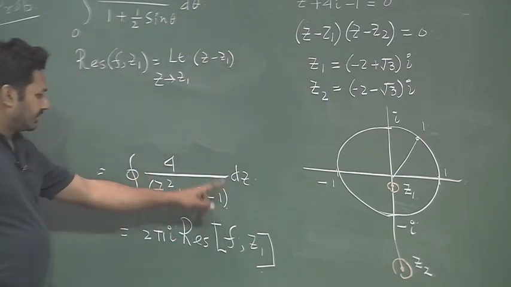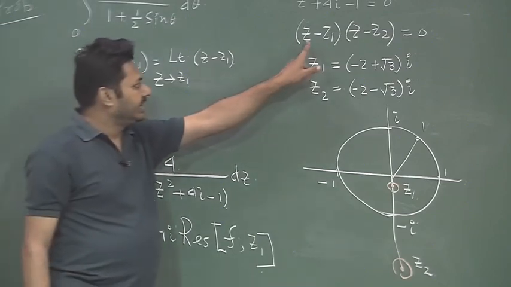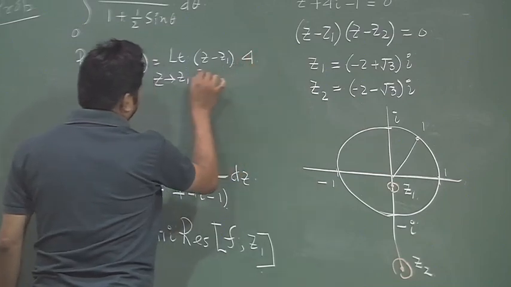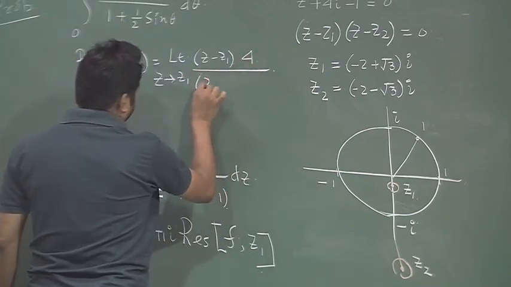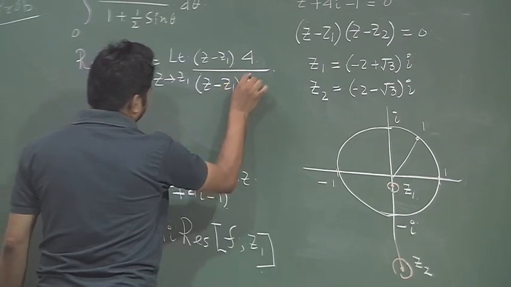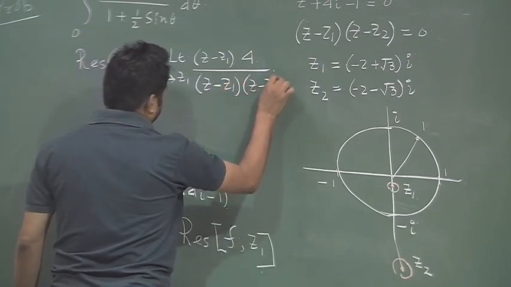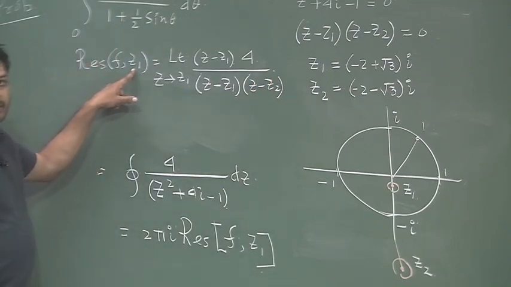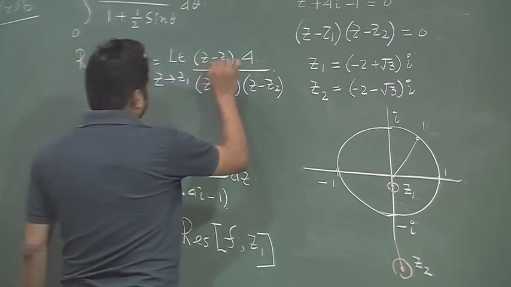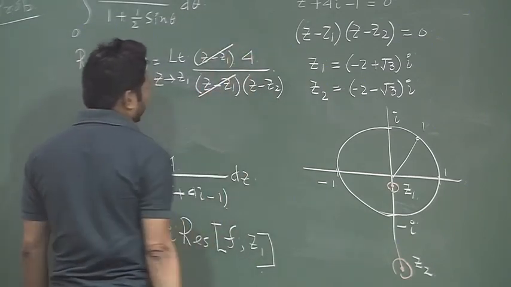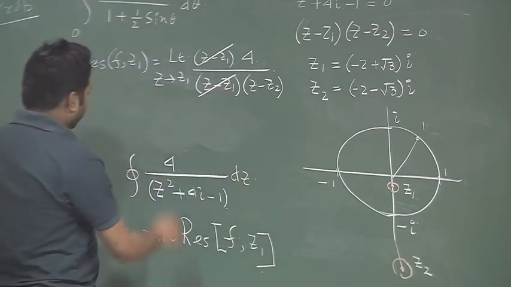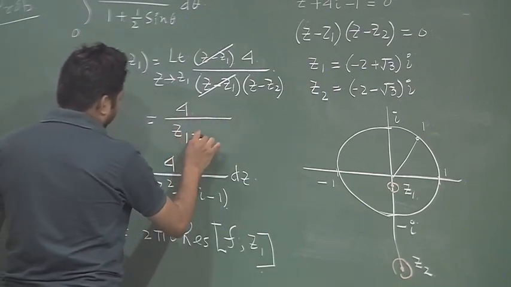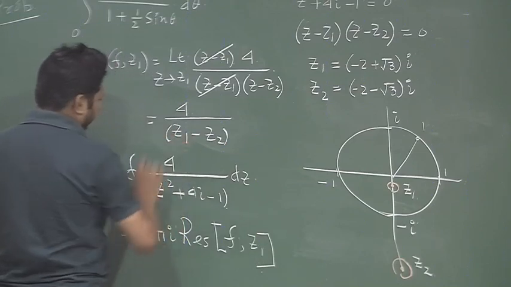My entire function is this. This portion I have already written in z1 and z2 in this way. So, this function will be 4 divided by z minus z1 times z minus z2. So, this will be my residue of the function at the point z1. So, this z minus z1 will cancel out. Now, if I put the limit, then it will be 4 divided by z1 minus z2. That will be my answer.